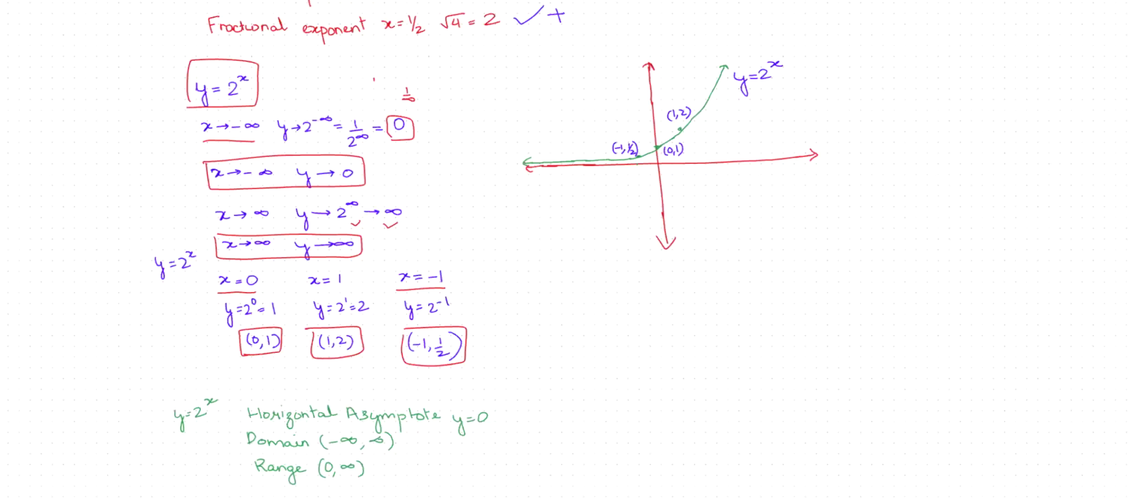So the horizontal asymptote is y is equal to 0. We see here the domain is negative infinity to positive infinity and the range is 0 to infinity. And we plotted here the points. So this is the graph of y is equal to 2 raised to power x. Now let's see log. We know that log is the inverse of exponents.